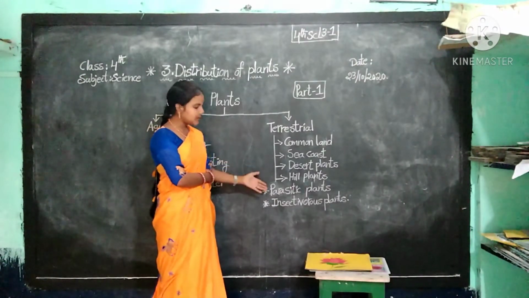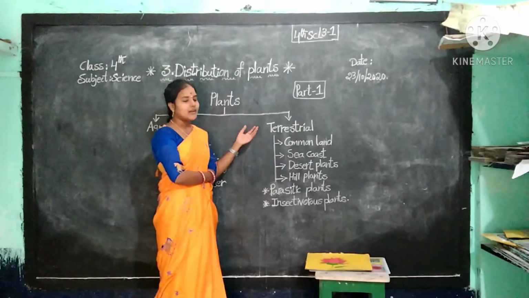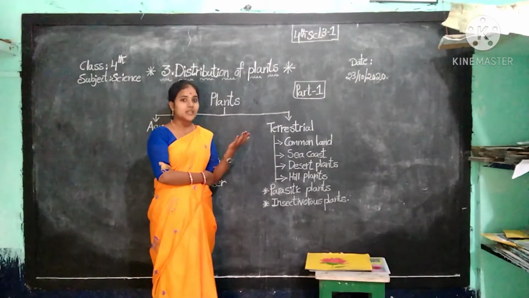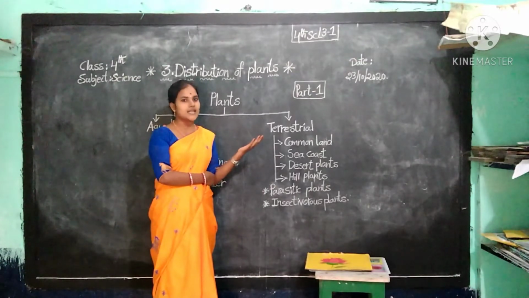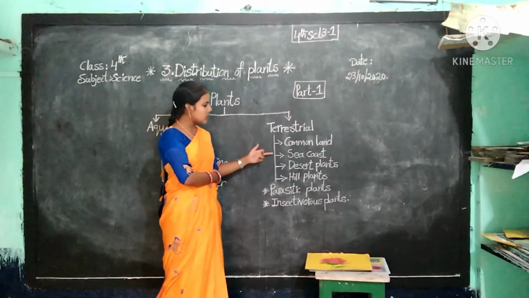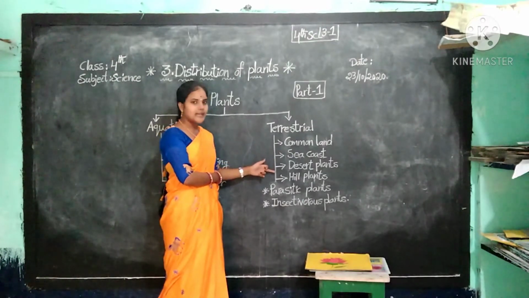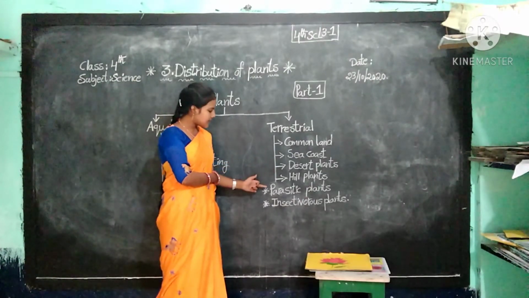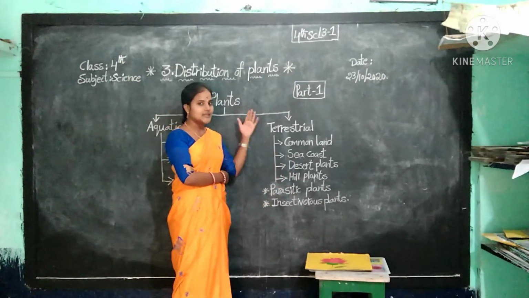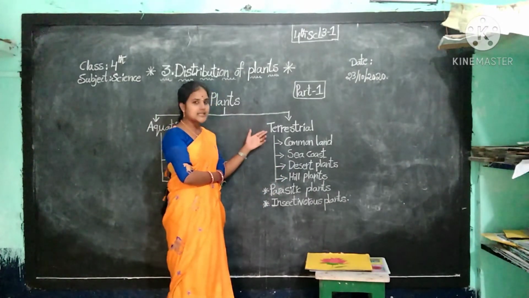There are so many types of land plants. Land plants grow on the plains, hills, damp places, marshy areas, and many more. Types of land plants are common land plants, sea coast plants, and desert plants. Hill plants are coniferous. And next, parasitic plants and insectivorous plants. These are all the types of terrestrial plants.